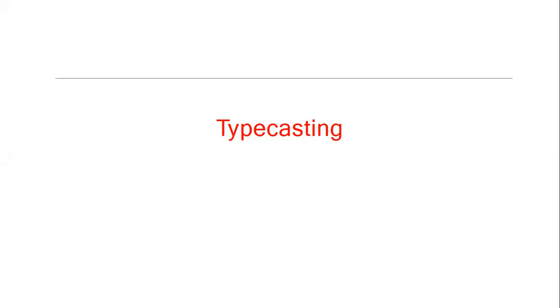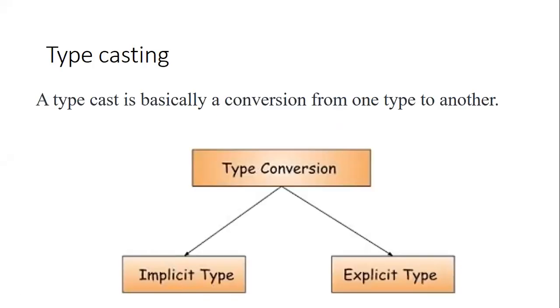Today we are going to learn about typecasting. What is typecasting? A typecast is basically a conversion from one type to another. There are two types of conversion: implicit type and explicit type.